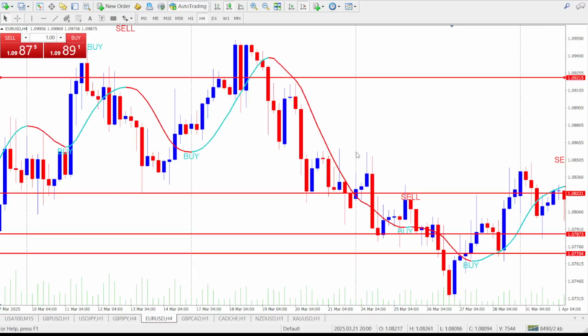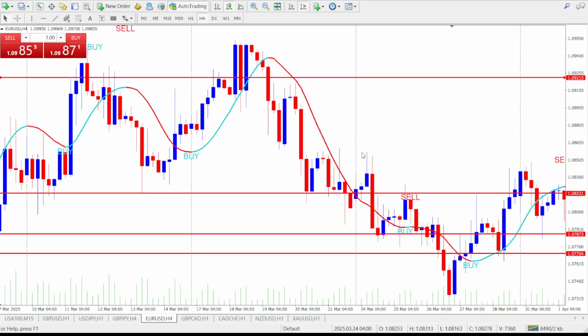This approach gives you high probability entry and exit points, making the Super Trend Profit indicator a fantastic tool for any trader looking to trade in line with the market's momentum.